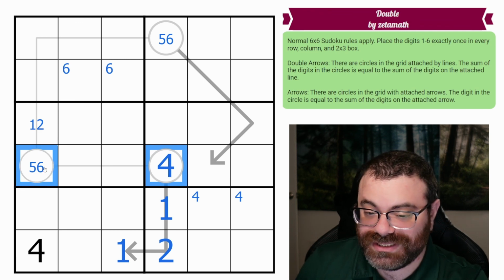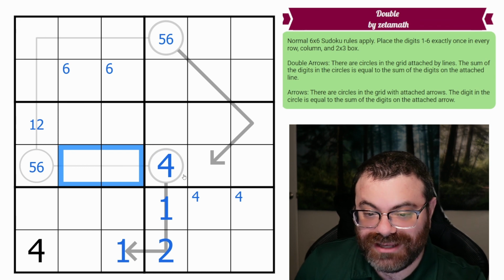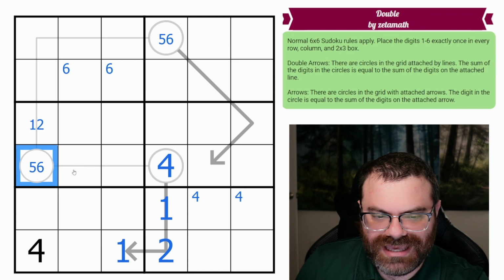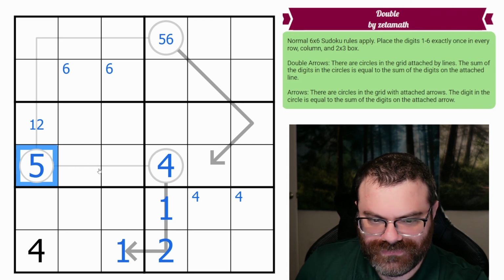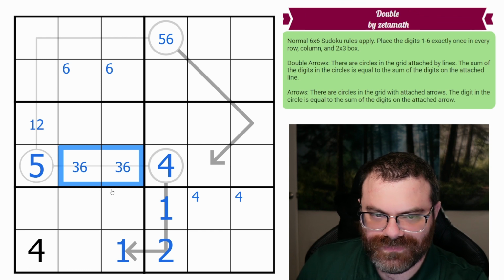Okay, if this was 4, 6, adding to 10, we have the same problem, where there's only one way to add to 10, 4 plus 6. You can't do 5 plus 5 in the same row. So this cannot be a 6. This must be a 5, which then makes these add to 9. And now there is another way to add to 9, 3, 6.